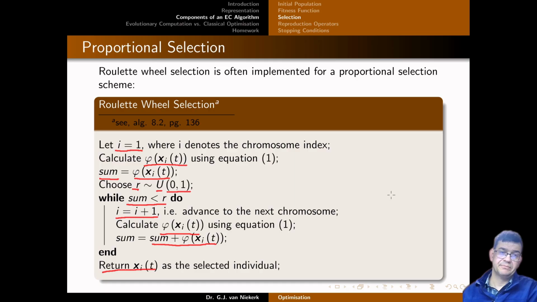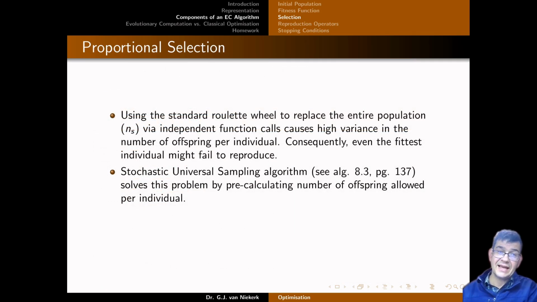Now, using the standard roulette wheel to replace the entire population via independent function calls causes a high variance in the number of offspring per individual, to the extent that even the fittest individual might actually fail to reproduce. The easiest way to see this is by the following example.